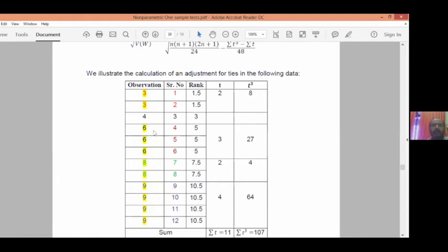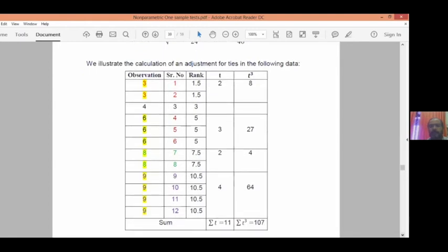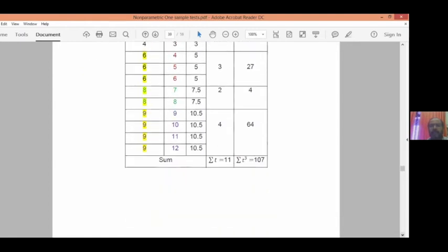Look at here, for 3 observations, 6, 6, 6, 3 times. We have assigned the ranks 4, 5, 6, and the modified rank is 5, because we take the average of 4, 5, 6, which becomes 5. For that case, we have 3 tied values. So we count T is 3, and T cube is 27. Likewise, we work out the other observations, and then find the sum of T and the sum of T cube. That is what I have worked out here, and that is exactly needed in calculating the correction.